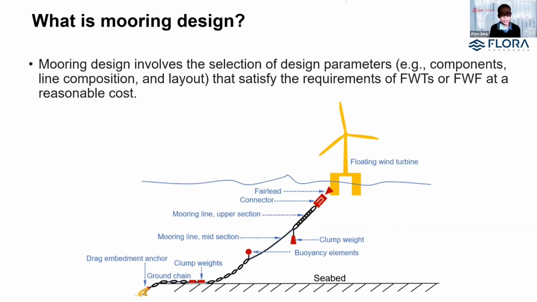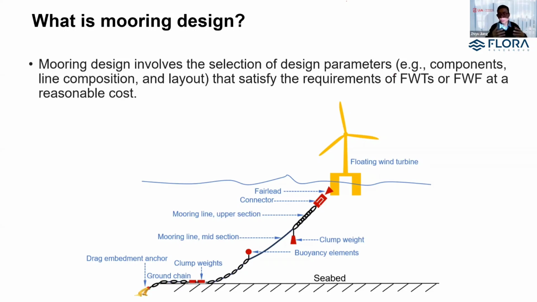What is mooring design? I give a definition here, but this is my own definition. Mooring design involves the selection of design parameters, that is to say, various mooring components, like composition, to say how do we place different compositions, and what will be the ideal length, ideal weight, for example, and what will be the layout of the mooring, right?